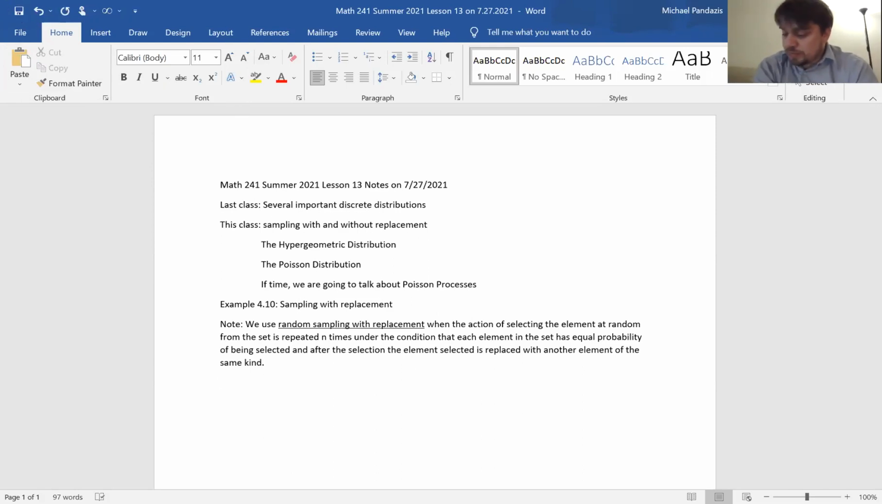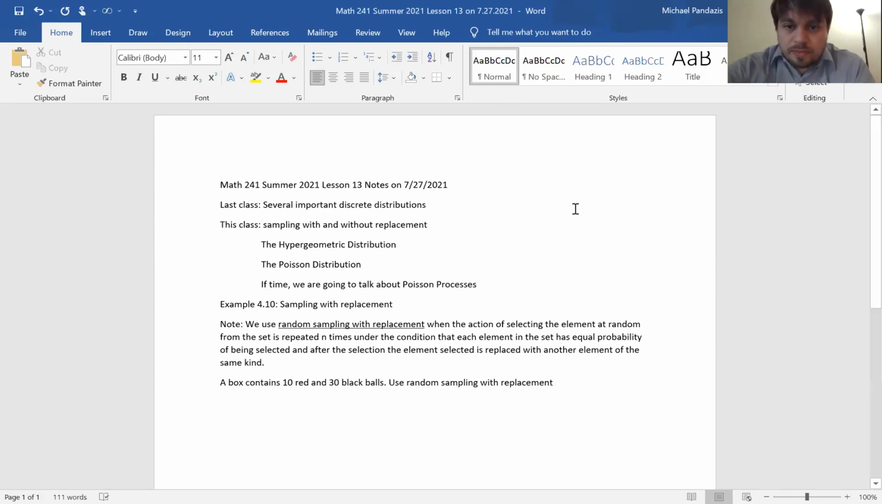So here's the example. A box contains 10 red and 30 black balls. Use random sampling with replacement to obtain a sample size of 5 from the set of 40 balls in the box.